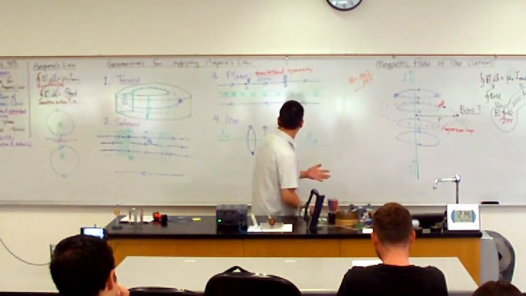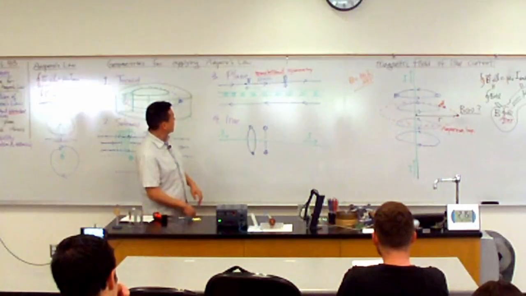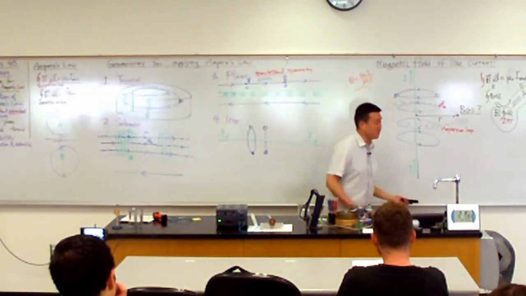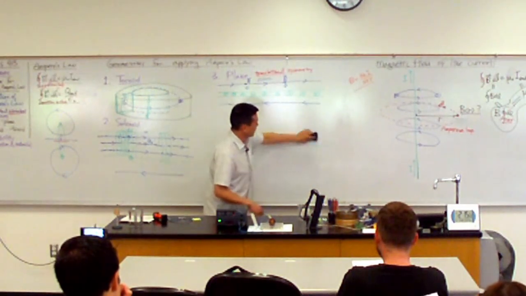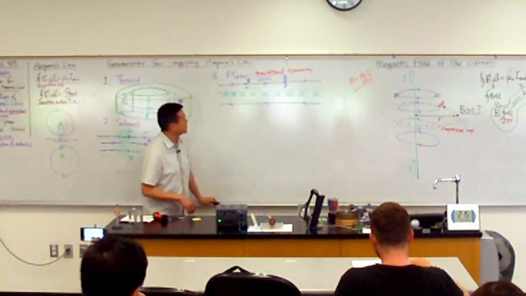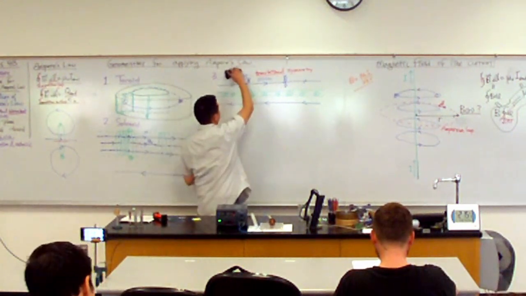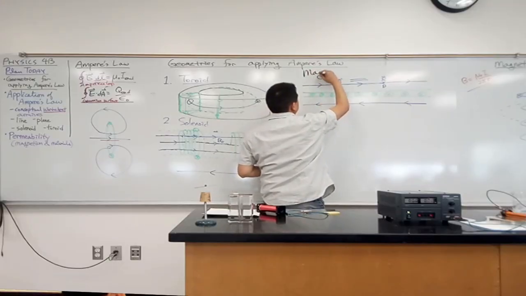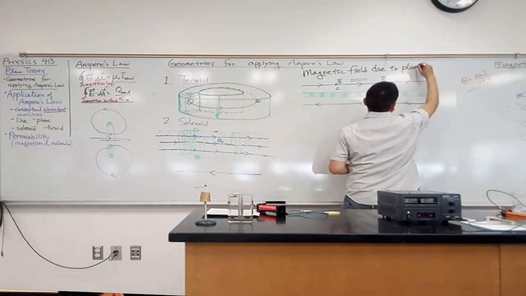So I want to do plane. I guess the easiest thing to do is actually erase this line so that I have space here and use the space here. So I want to figure out what is the magnetic field due to a plane of current.